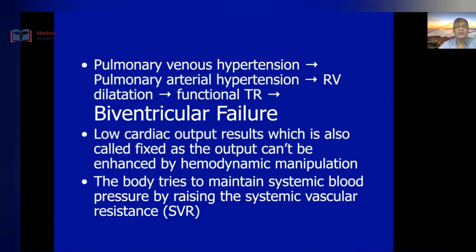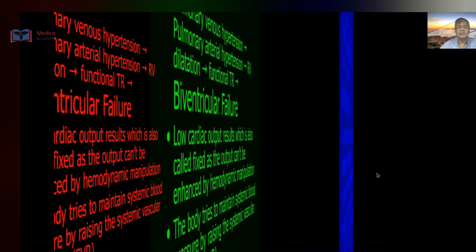Pulmonary venous hypertension, as I said earlier, leads to pulmonary arterial hypertension, which leads to RV dilatation, which leads to functional tricuspid regurgitation, and all these together lead to biventricular failure. Low cardiac output results, which is also called a fixed low cardiac output, as the output cannot be enhanced by hemodynamic manipulation. The body tries to maintain the systemic blood pressure by raising the systemic vascular resistance.